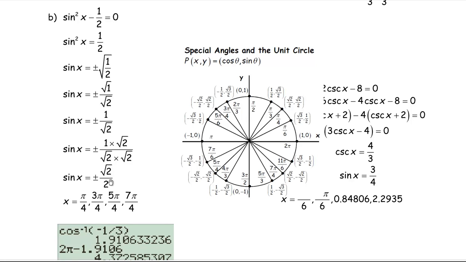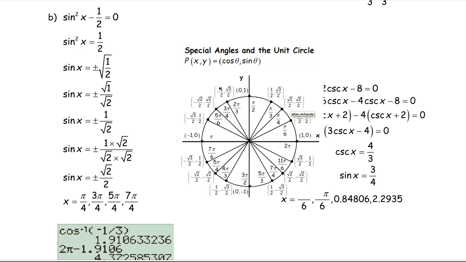So that's why, see, there's root 2 over 2's here, not 1 over root 2's. 1 over root 2 and root 2 over 2 are the same thing. So we're looking for where the sine function is positive or negative root 2 over 2. Remember, sine is the y-coordinate. So there's a place right there at an angle of pi over 4. So pi over 4 is the solution.